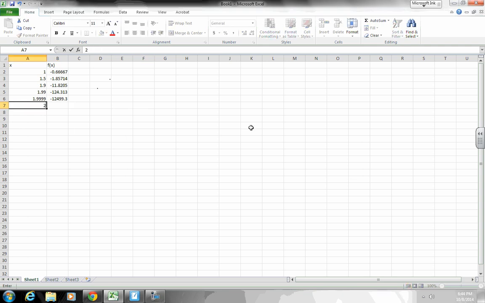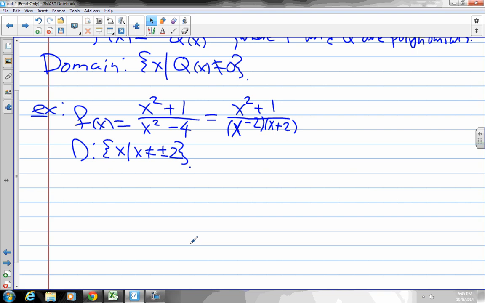What if I do from the other end? If I do like 2.5, what happens there? 2.1, 2.01, 2.001. So what happens on the other end? See, here I was getting large negative numbers. On the other end, I'm getting large positive numbers. See that?